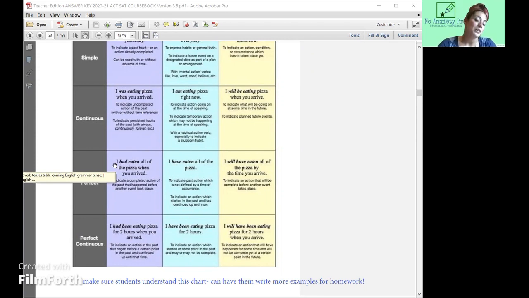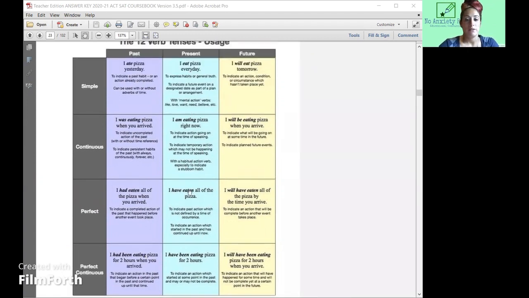A good example could also be before Joe started tutoring, he had not had a tutor. So started tutoring, that already happened. Before even that, he had not had a tutor. So that's our past perfect. Again, same thing down here. They just changed it to the ing. I had been eating.